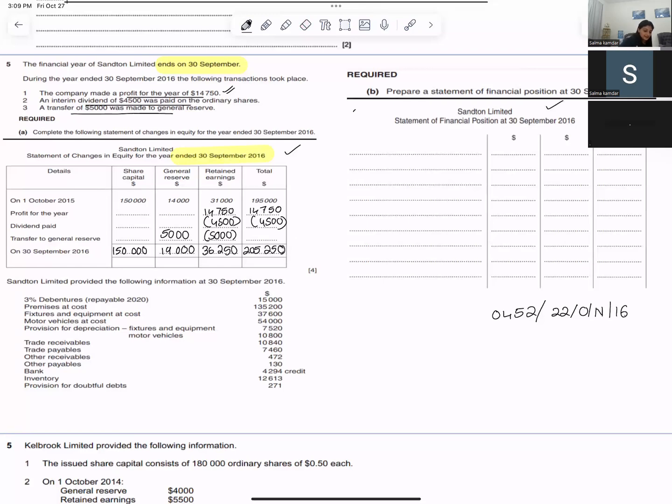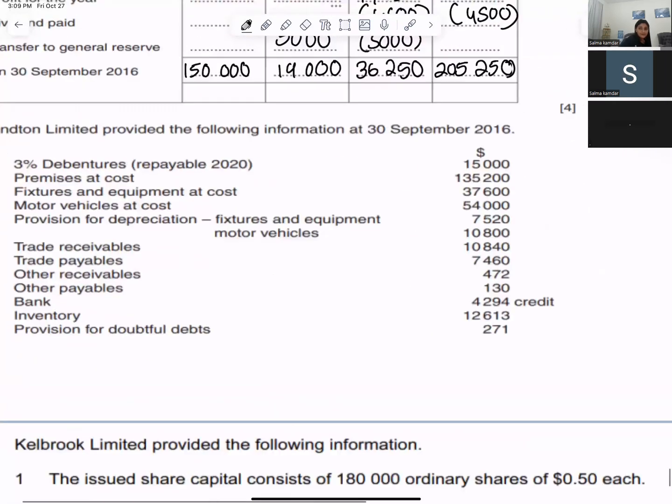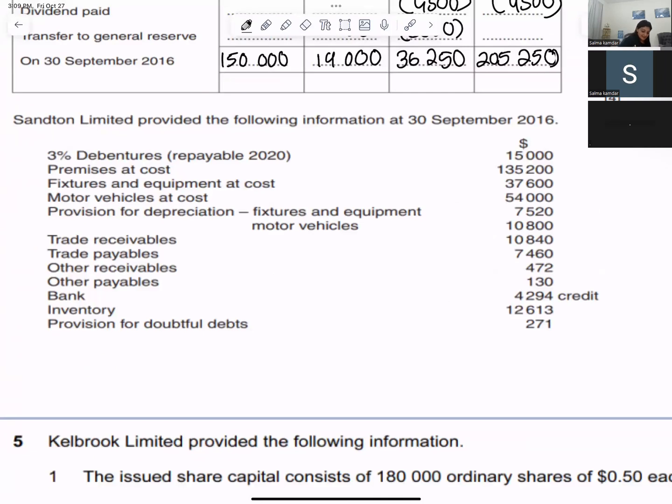Now they want you to prepare the statement of financial position, and for that some information has been given to you. So, this is the information. Before you go anywhere, what you will do is your markings. 3% debentures: non-current liability. Premises: a non-current asset. Fixtures and fittings at valuation, at cost: NCA.